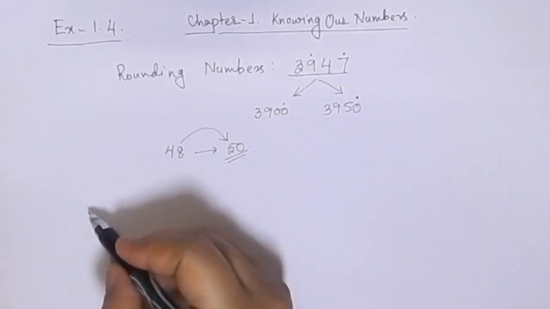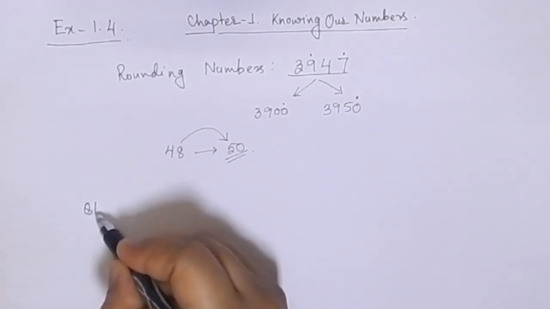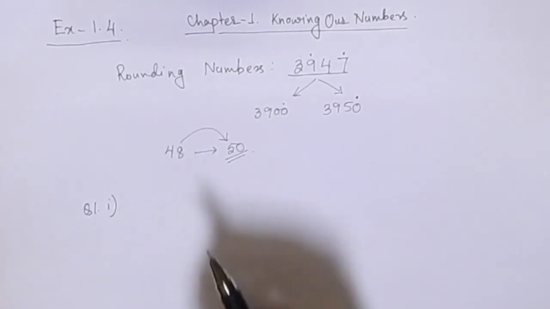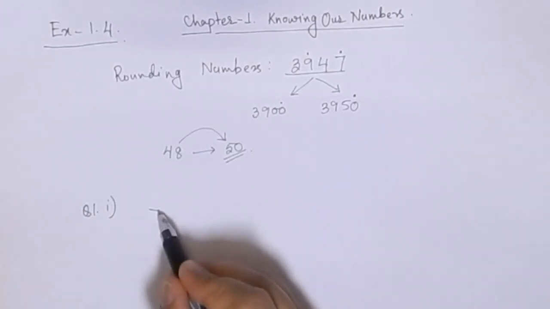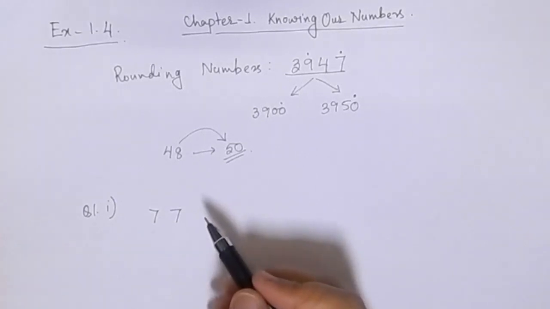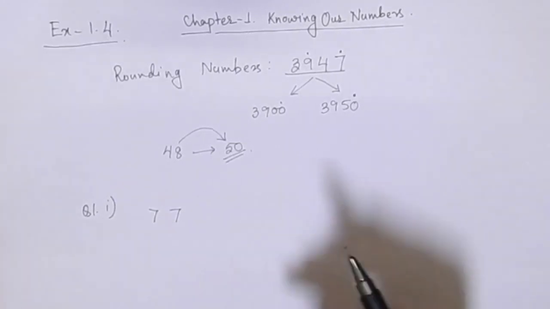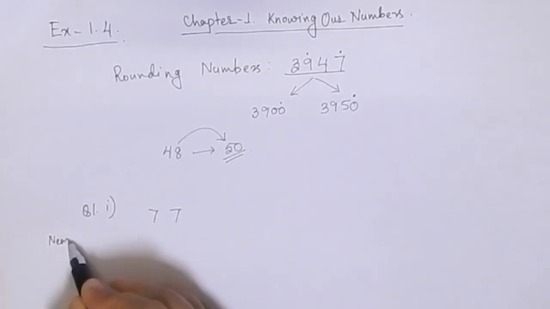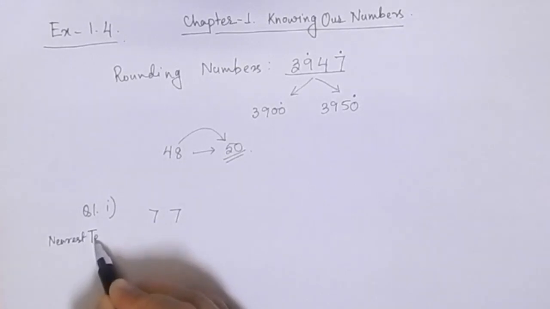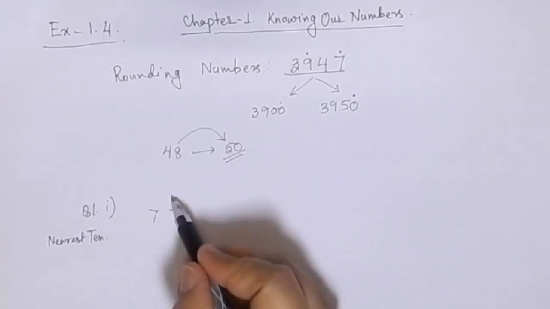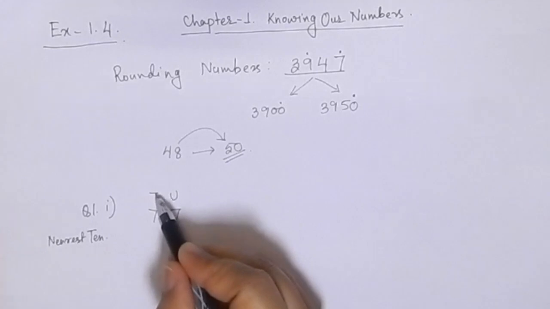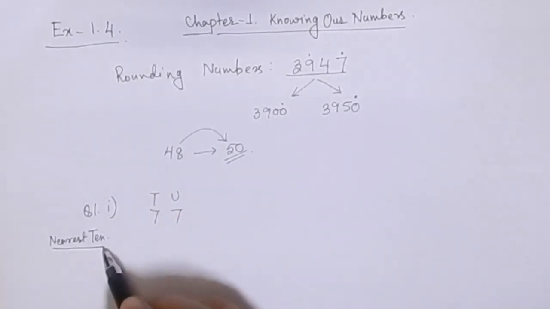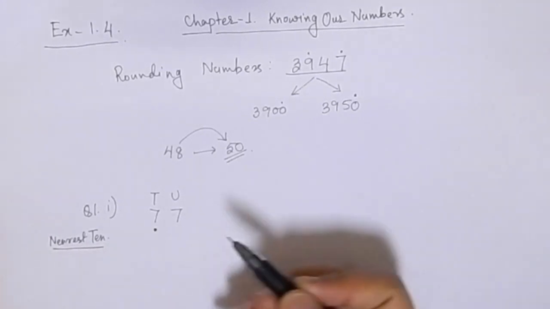So let us start with the first sum. Question number 1, subpart 1. The number given is 77 and you have to round off to the nearest tens. What is my question in question number 1? Nearest 10. So let us write down the units place and the tens place. Now since it is rounding off to the nearest tens, I have to round off till this place.